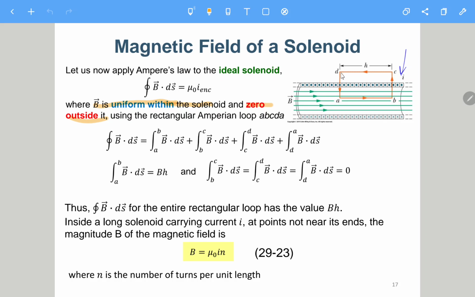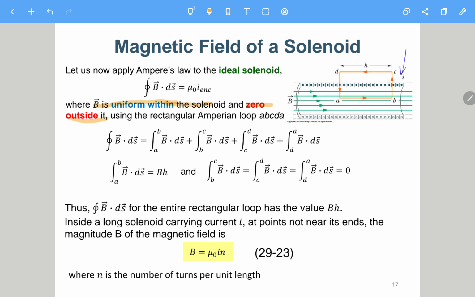Different from the previous case, we don't assume a circular Ampere loop. Here we assume the Ampere loop is a rectangle like this. These two sides are parallel to the axis of the solenoid. This side is inside the solenoid, so it has a B field, and this side is outside the solenoid, so there is no B field there. For these two sides, they are perpendicular to the B field, so B dot ds won't contribute. B dot ds is 0 because B and ds are perpendicular to each other.